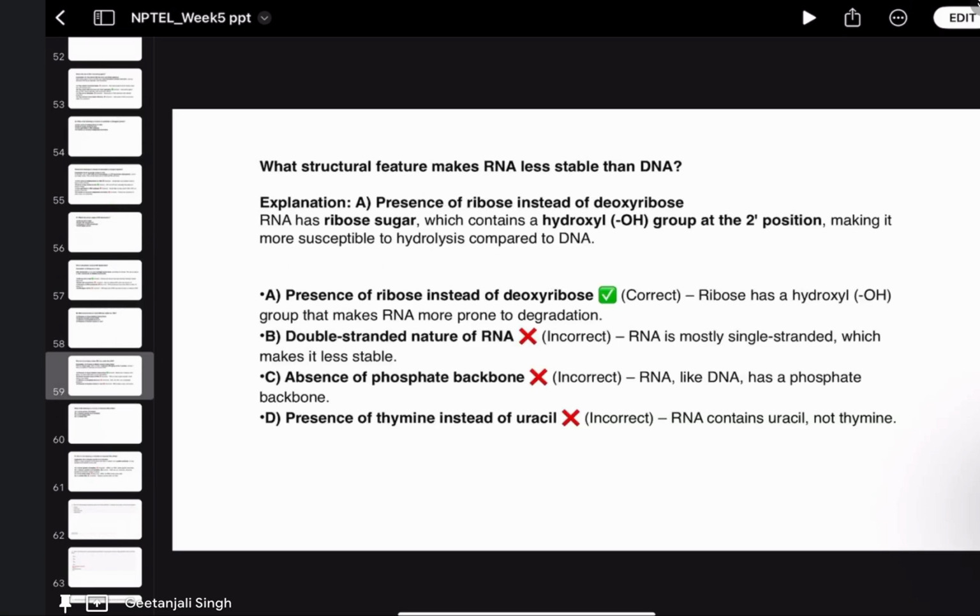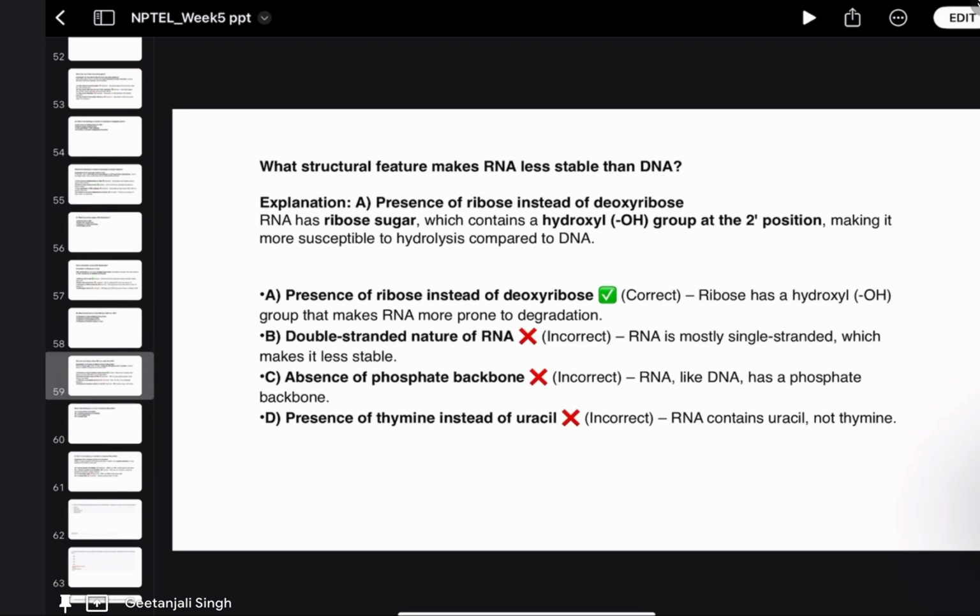So the correct answer is A, presence of ribose instead of deoxyribose. RNA has ribose sugar which contains an additional OH at the 2' position, making it more susceptible to hydrolysis compared to DNA. Double-stranded nature is of DNA, obviously. That's a very tricky option there.